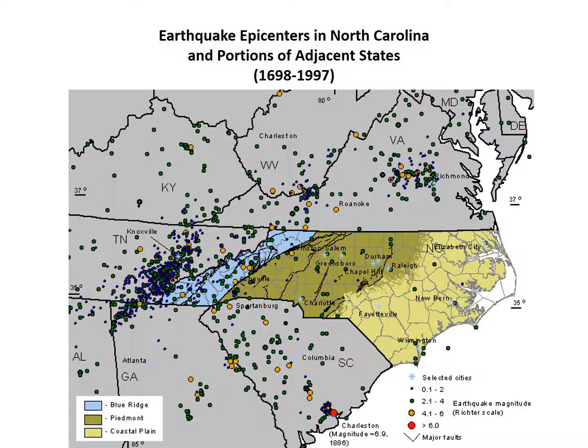So if we look at earthquake epicenters from 1698 to 1997, you can see all of these epicenters. You see a lot over there in the Blue Ridge in Tennessee, and not quite as many closer to the coast, but they are happening. There are not many major ones, but you will know that there was a major one in Charleston, and that one is recorded and talked about a lot, but it's a lot of little small ones happening in the mountains.